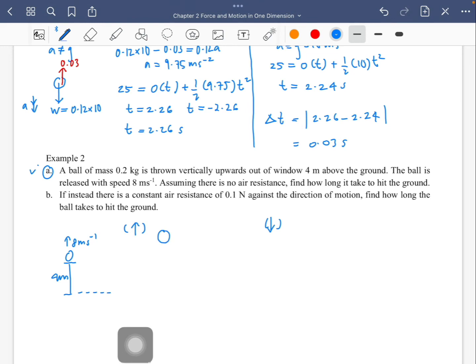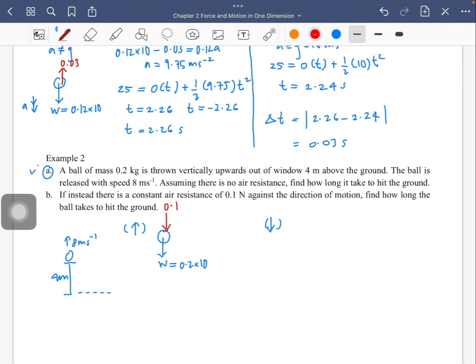When the object is going up, the force acting on the object will be the weight force, vertically downward. It is 0.2 multiplied by 10, mass multiplied by gravity, for the weight. Then air resistance acts opposite to the direction of motion. Since the object moves upward, air resistance acts downward with a value of 0.1 Newton.